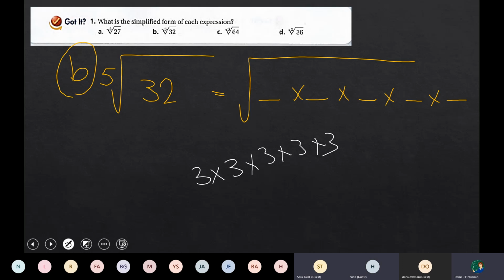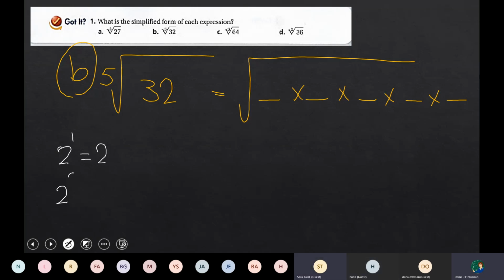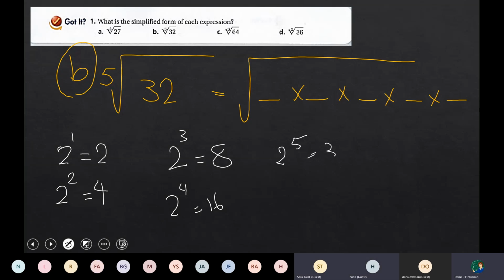But before that, I want you to memorize this, these things to help you later on. 2 raised to the power 1 is 2. 2 raised to 2 is 4. 2 raised to 3 is 8. 2 raised to 4 is 16. 2 raised to 5 is 32. 2 raised to 6? How do I know it? Just multiply.